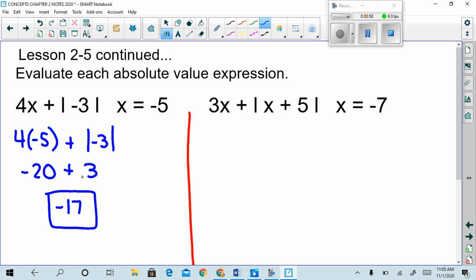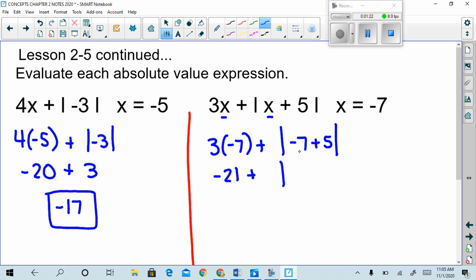In the second example, we see two x's, so we're going to replace twice. 3 times -7 plus the absolute value of -7 plus 5. So now we'll multiply first. We'll get -21 plus the absolute value of -7 plus 5, which is -2. Well, the absolute value of -2 is 2. And since my signs are unlike, I'm going to get a -19.